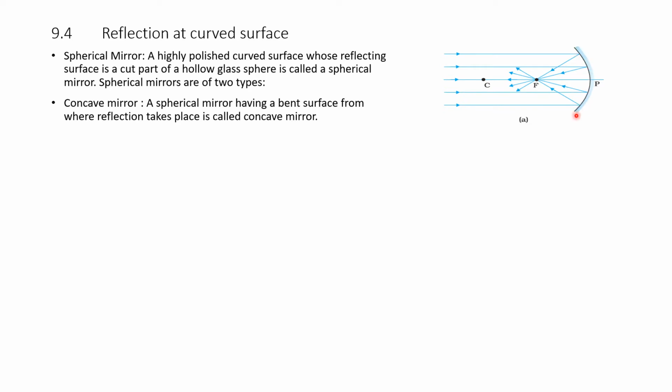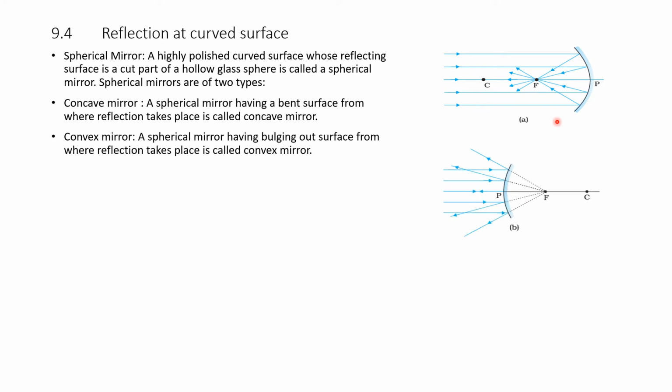Example A: a spherical mirror having a bent surface from where reflection takes place. This is the bent surface. See, the incident ray falls, is reflected and meets at a point F. This is a concave mirror.